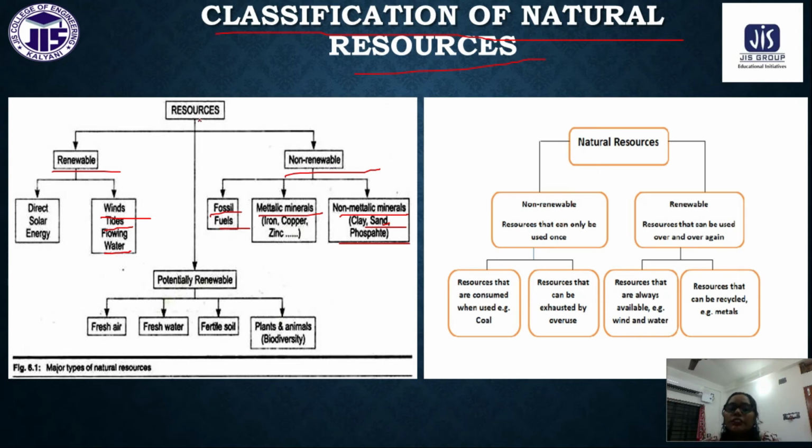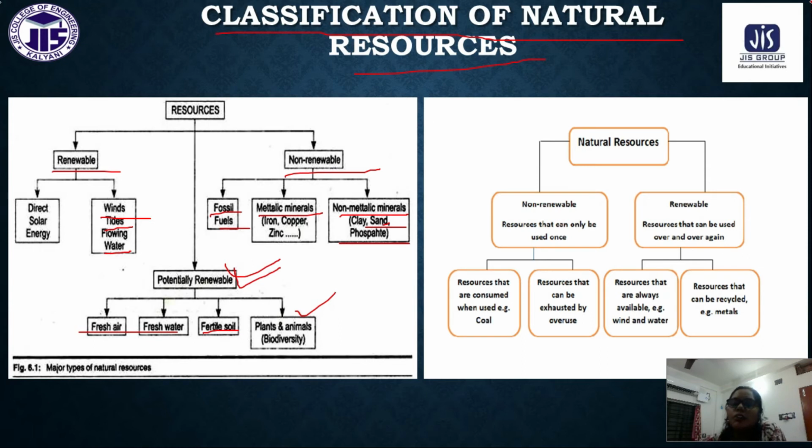Again, there is one more type of resource, that is potentially renewable resources, like air, water, soil, plants, and animals. So these are potentially usable, renewable resources.